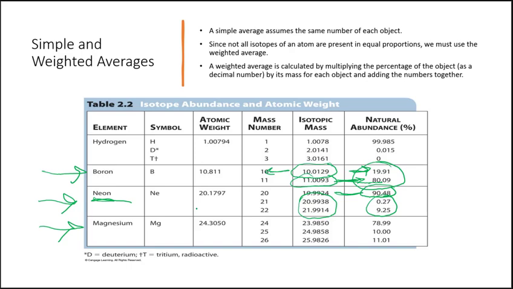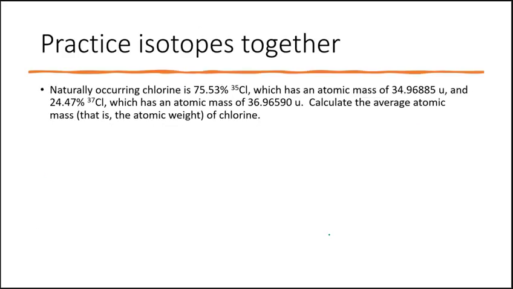Same with magnesium. We can see that there's 3 prominent isotopes. 79%, 10%, and 11%, having masses of almost 24, almost 25, almost 26. So let's do a sample problem here. We have naturally occurring chlorine. 75.53% of chlorine has a mass of, we rounded to 35, but its actual mass is 34.96885. So I'm going to write this down before we get too far.